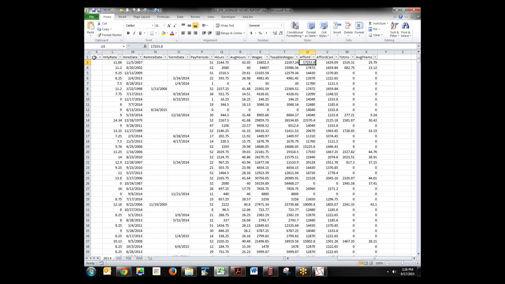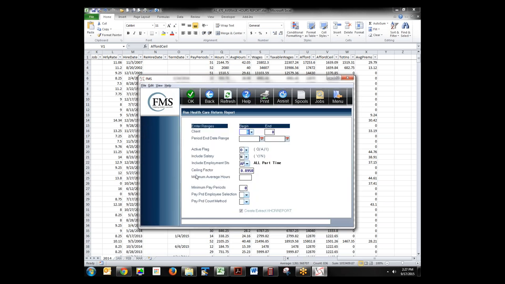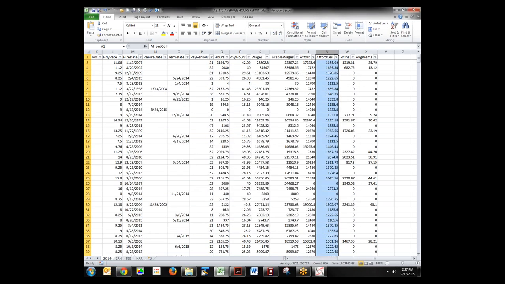So we're taking the rate of pay, multiplying it by essentially 30 hours, and then multiplying again by the number of pay periods. And the ceiling multiplies it by the affordability ceiling that we entered when we ran the report. If I go back into employee reporting, health insurance, healthcare reform report, this ceiling factor, the 9.5% of their wages, of their rate of pay, is to determine affordability.